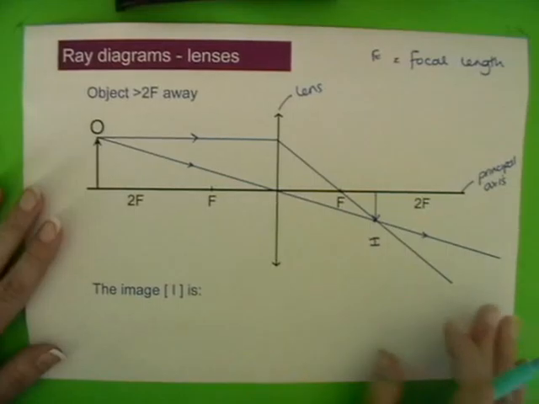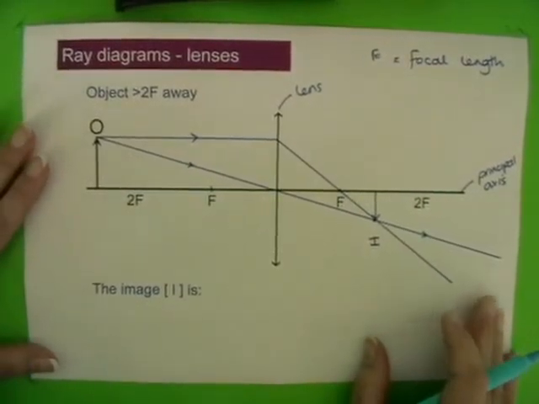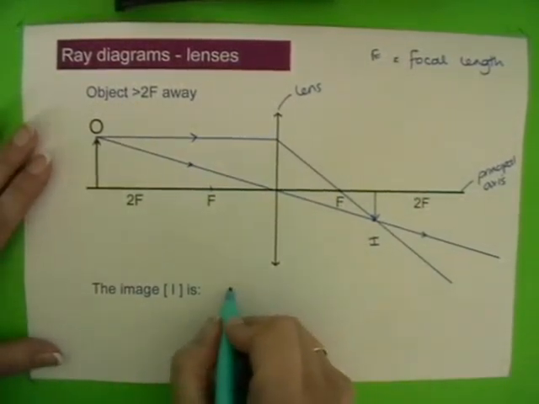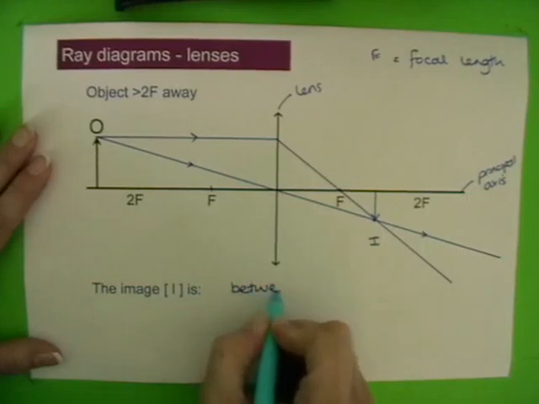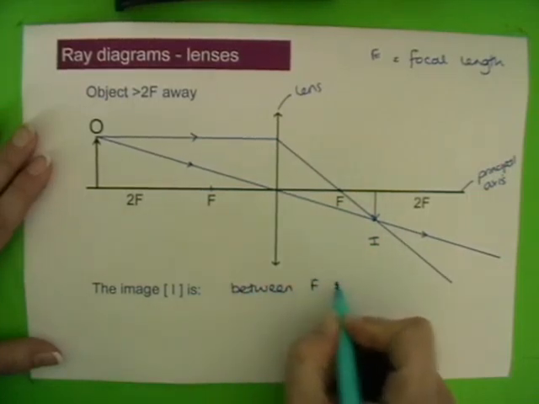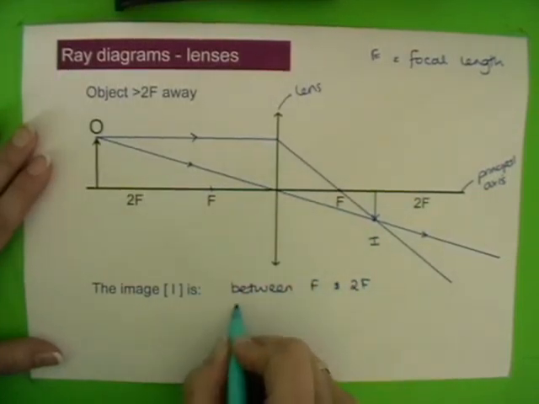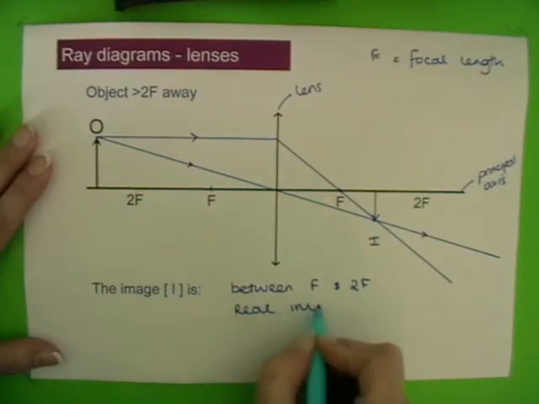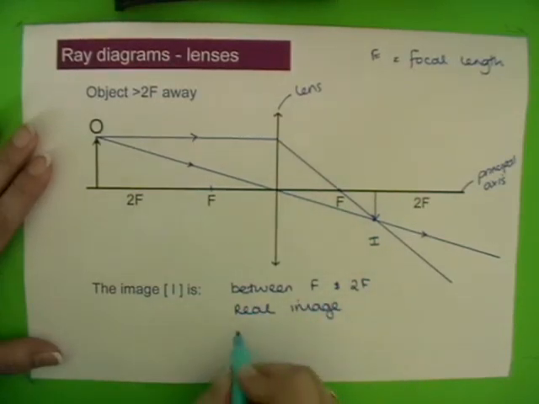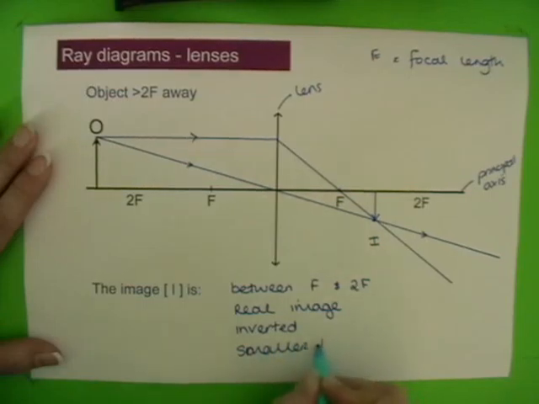When the object is greater than 2F away, the image is positioned between F and 2F. It is a real image. It is also inverted. By inverted, we mean upside down, and it is smaller than the object.